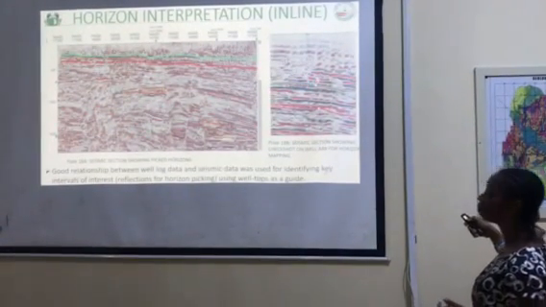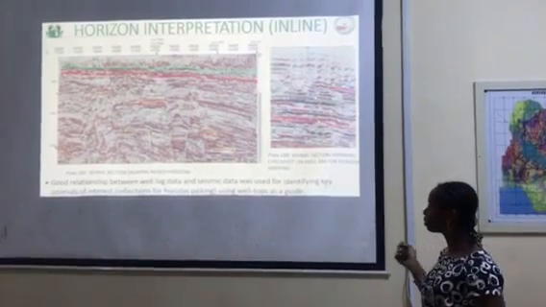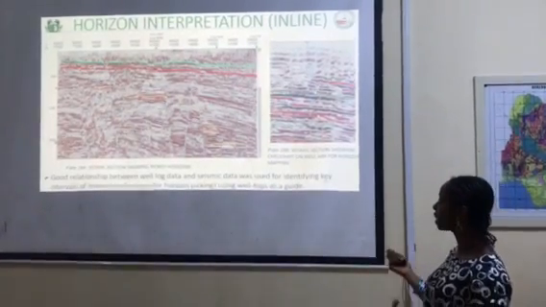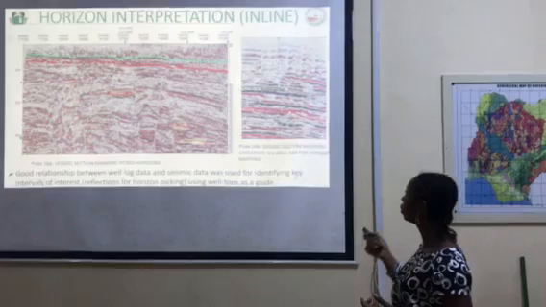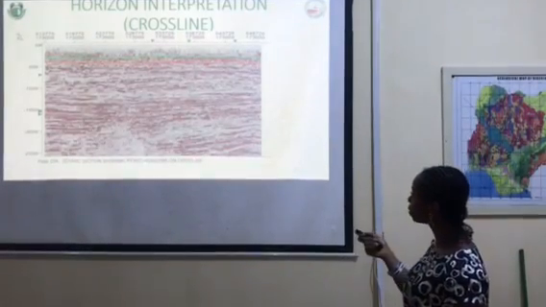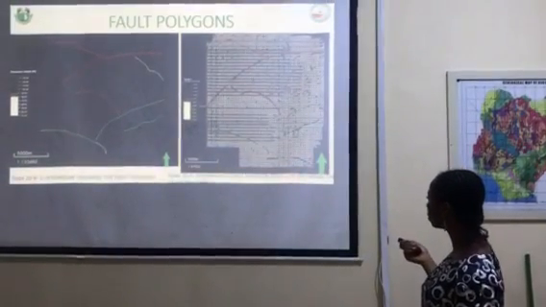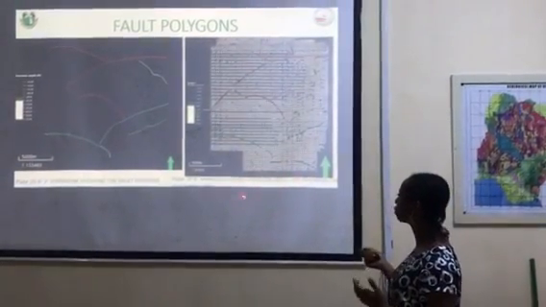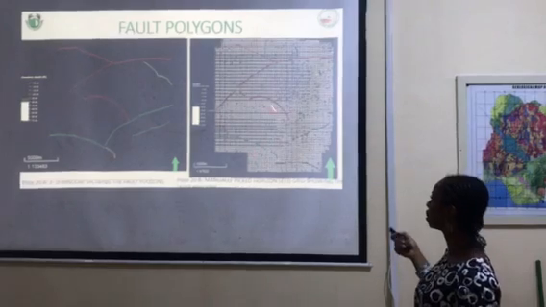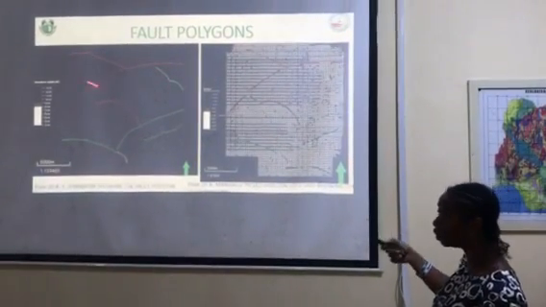This is the top of sand P1, and this is the top of sand P0.5. The horizons were mapped across the seismic volume of the XYZ field, using our seismic to well tie as a guide. These are horizon pickings on our crossline. Then this shows the time structure map that we got from the manual picking of our horizons, and this time structure map guided our picking of polygons.